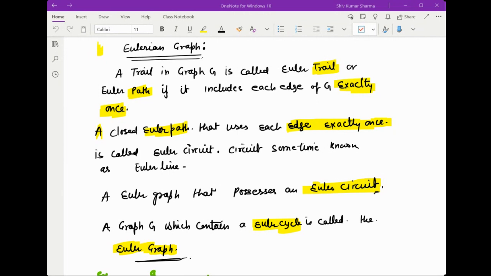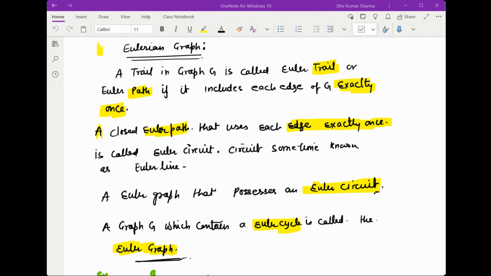For defining Eulerian graph, we have to start our visiting and visit every edge exactly once in the given graph. If any edge is left without visiting, that graph is not an Eulerian graph. So you must remember that for a graph, we have to check whether the graph is an Euler graph or not. First we make a path, and that path contains all the edges exactly once in the graph G.